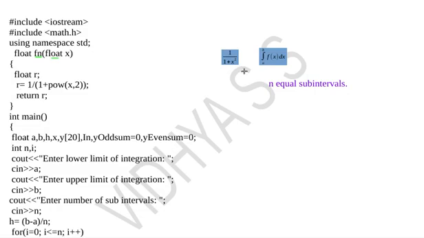r equal to, here the given function is 1 by 1 plus x square. So 1 by 1 plus power of x comma 2. If the given function is any other than 1 by 1 plus x square, as it may be given in your question, then you need to replace this calculation with the given function. So here it is 1 by 1 plus x square, which is power of x comma 2. And returning the value of r, that is the result stored in r, so return r. This function is used to calculate the value of each yi.